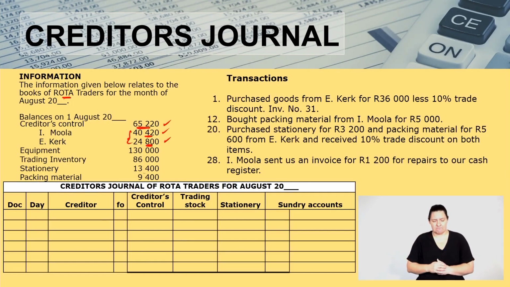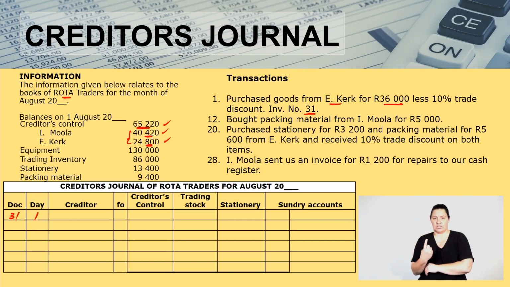Now, we are going to post some of the information from the transactions. We're going to record them in our creditors journal. We're going to record the transactions into the creditors journal. Let's start. Purchased goods from E. Kirk on the 1st for 36,000. So we are told that my invoice number is 31. So my document is going to be 31 here.